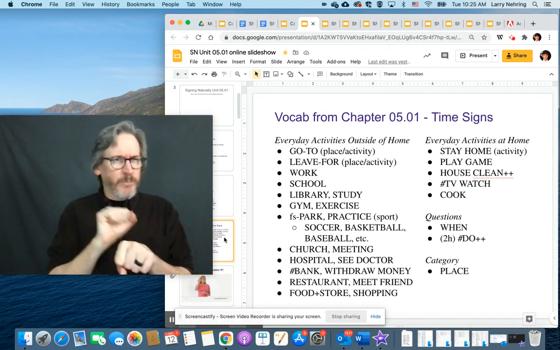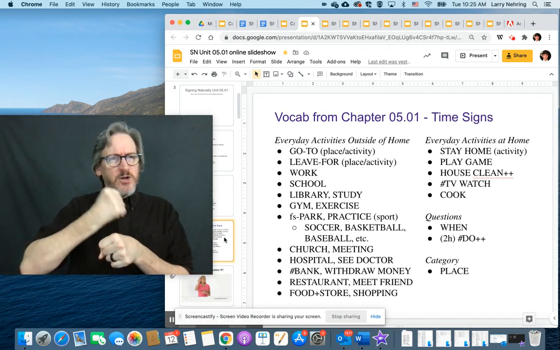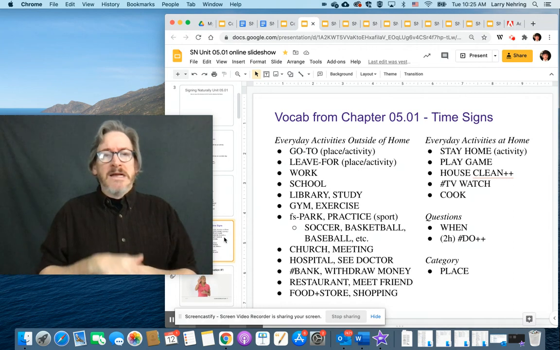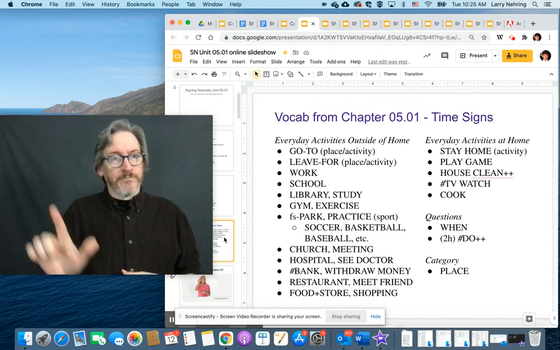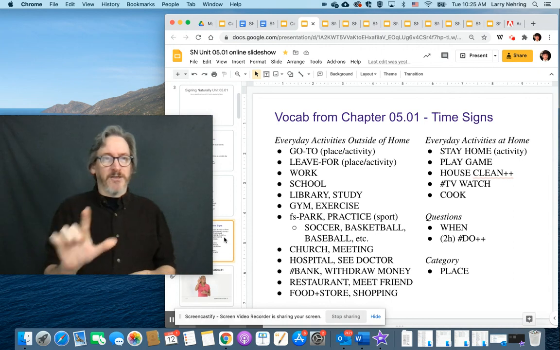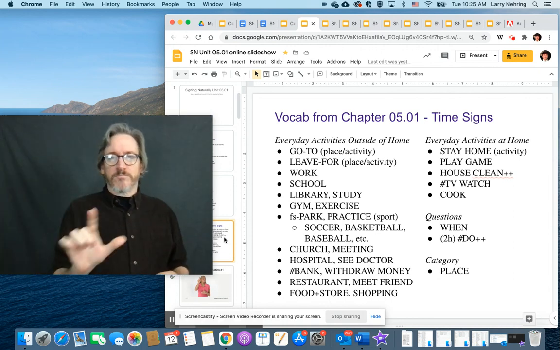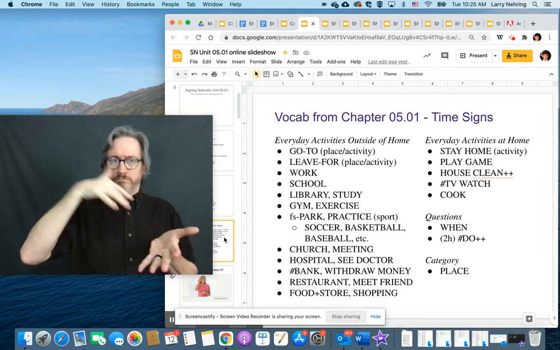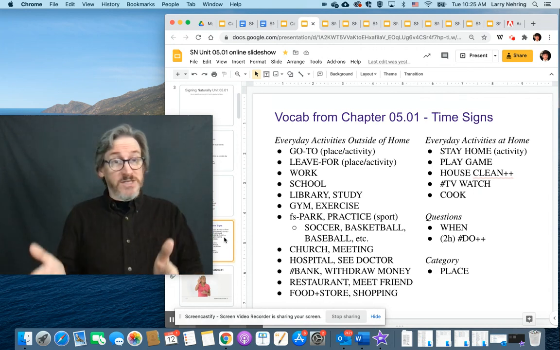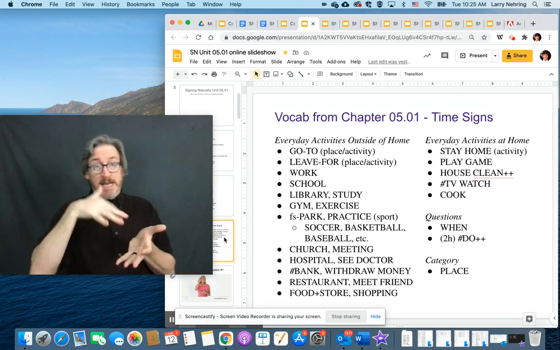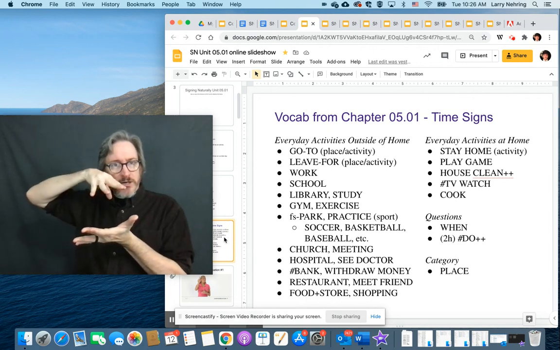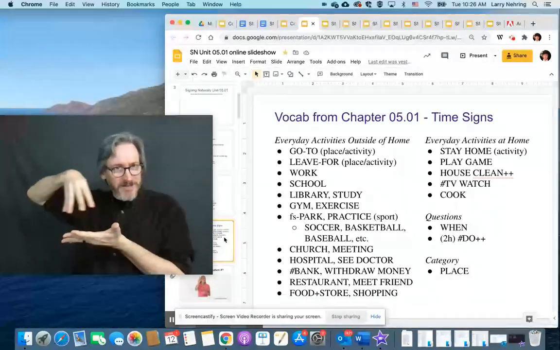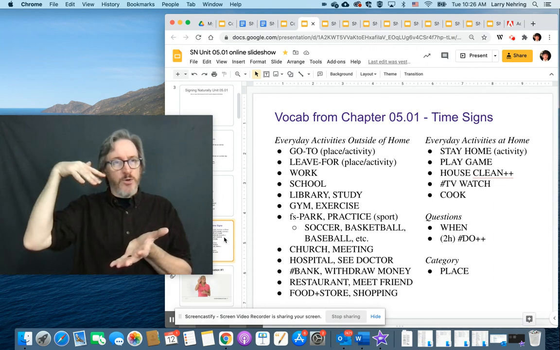Work. We know work. Sometimes you'll see this, which tends to be an older sign. School. Library. Nice and simple, kind of like if it was a day of the week. Study. We've done this before, and again, most of these we've already seen. Study comes from multiple reads, like read, read, read. Here's two reads. So study, and you wiggle the fingers.